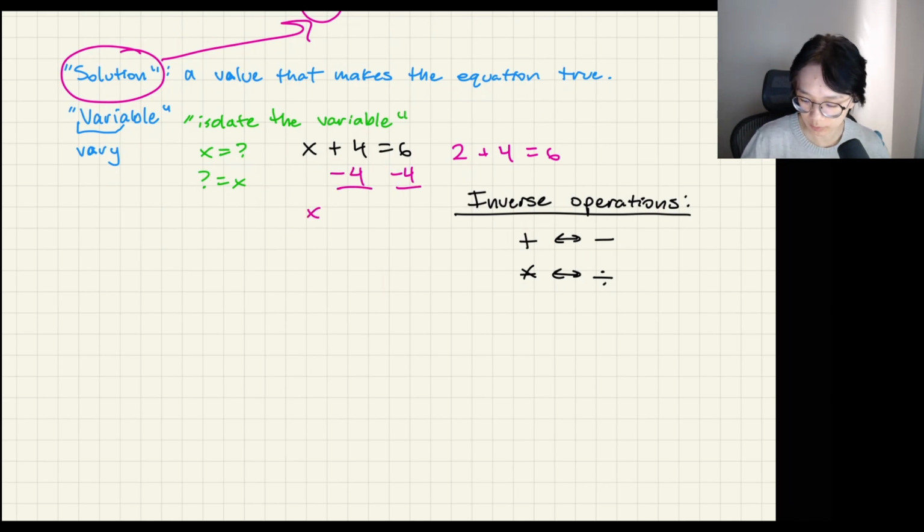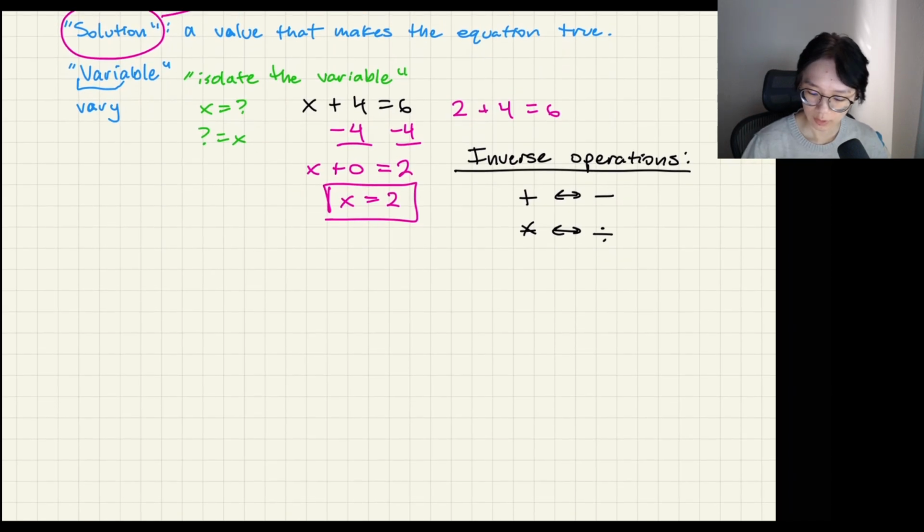4 minus 4 equals 0. 6 minus 4 equals 2. And now we have this plus 0 over here. What does plus 0 even do? It does nothing. 1 plus 0 equals 1. It doesn't do anything, so it's as if it's not even there. x equals 2. You can just get rid of it.